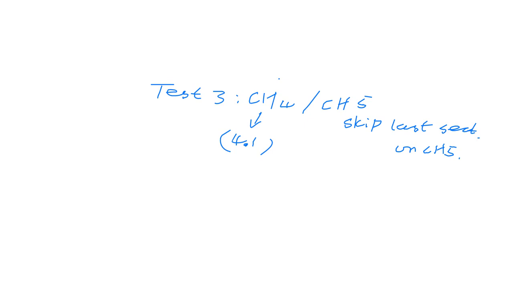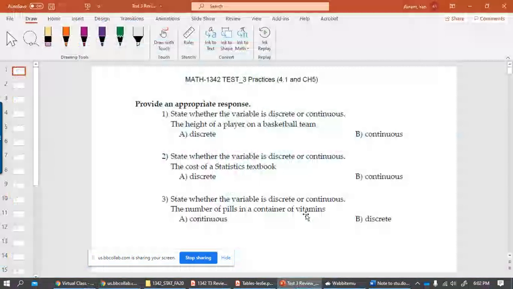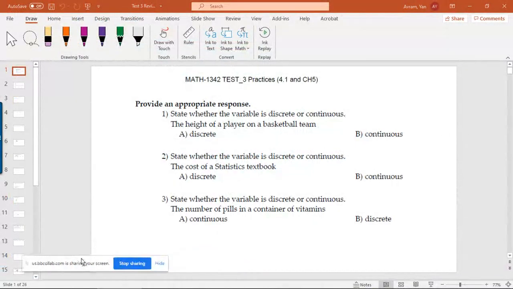Let's go ahead and share the application screen with you, which is a little bit easier for me to write on in this case, all right? So I just opened this one right here, test 3 review, okay? The first one is for 4.1: provide an appropriate response, state whether the variable is discrete or continuous.